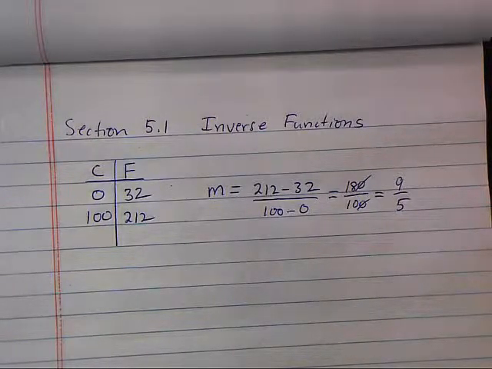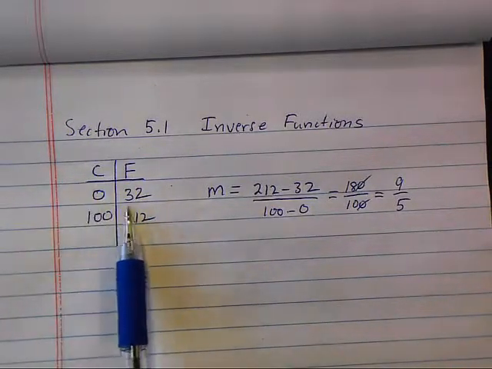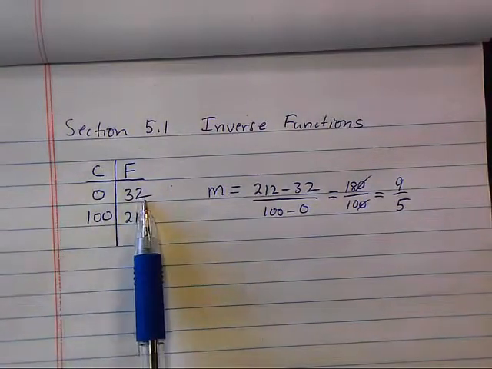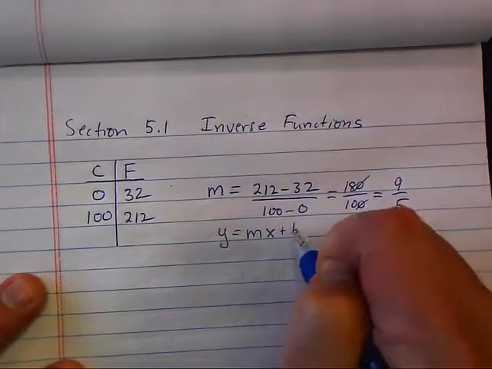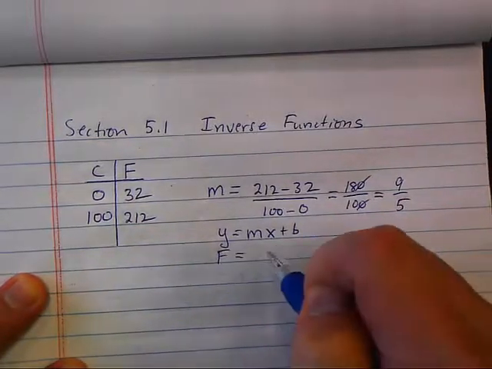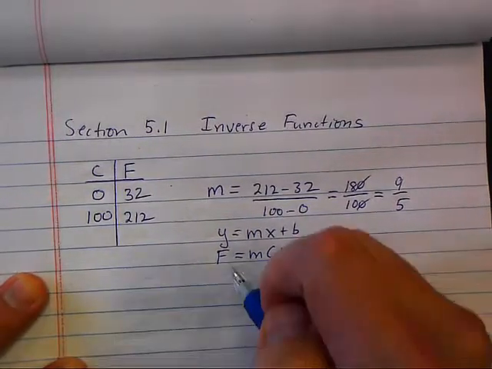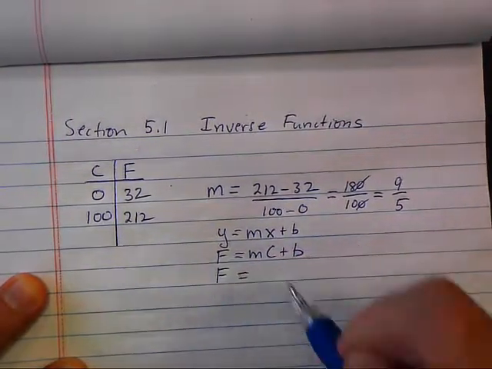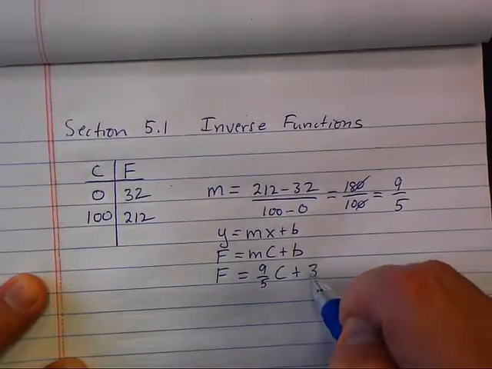Now that I know the slope, how do I find the equation of the line? I already have the y-intercept. In this case, it's actually the f-intercept. How do you know you have the f-intercept? Because it's 0, something. So I can use y equals mx plus b. But again, we're not using y's and x's. So it really should be f equals mc plus b. So my equation would be f equals 9/5 c plus 32.